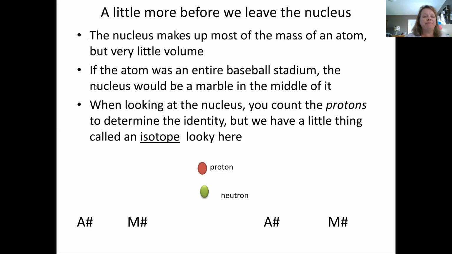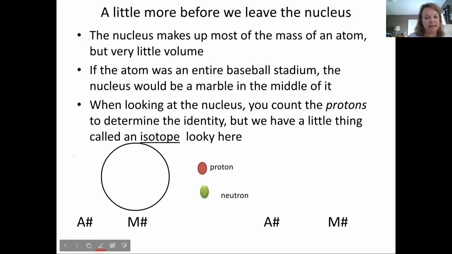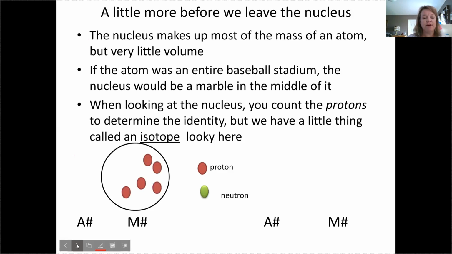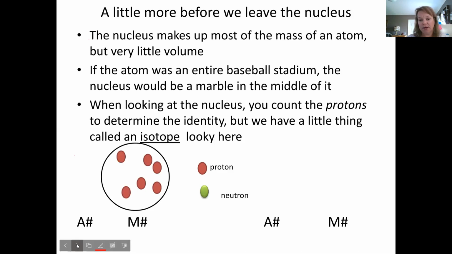So here's what I want to look at. When you're looking at the nucleus, you count the protons to determine the identity. I hope that you guys have that down by now. But we have a little thing called an isotope. So I want to talk a little bit about isotopes. Let's draw the nucleus of an atom. There we go. Nice and round. I'm going to place into that, the red dots are going to be protons. So I'm going to put into there 1, 2, 3, 4, 5, 6 protons.